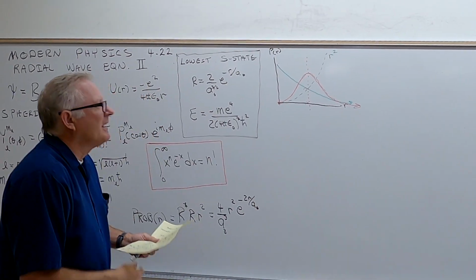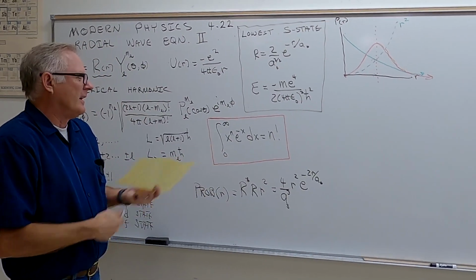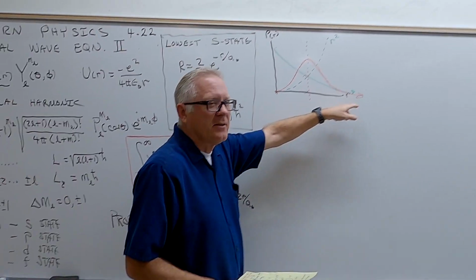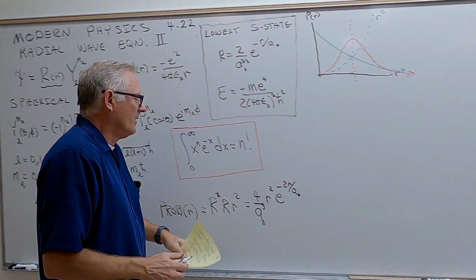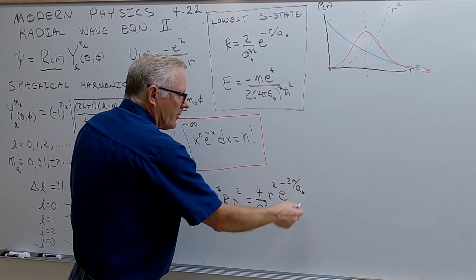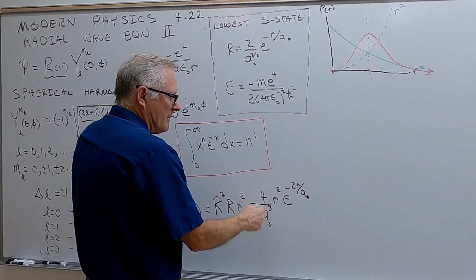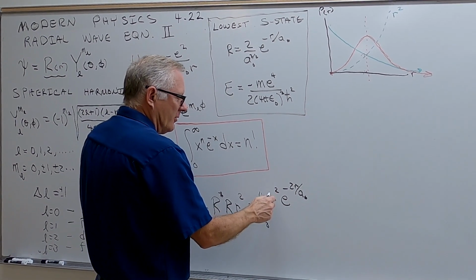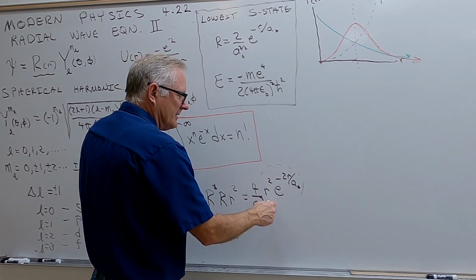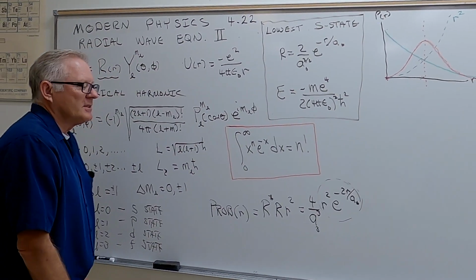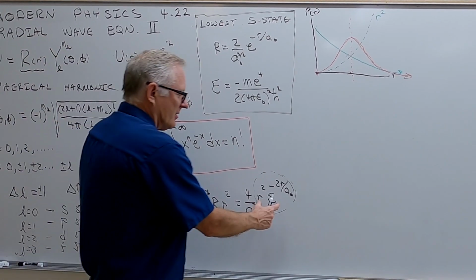If we wanted to find out where you are most likely to find it, I could just take the derivative of the red curve and set it equal to 0. So really all I have to do is take the derivative of this and set it equal to 0. Now, this constant doesn't matter. All I want to do is maximize this, because if this is maximum, the whole thing is maximum. So I'll just take the derivative of what's in the circle.